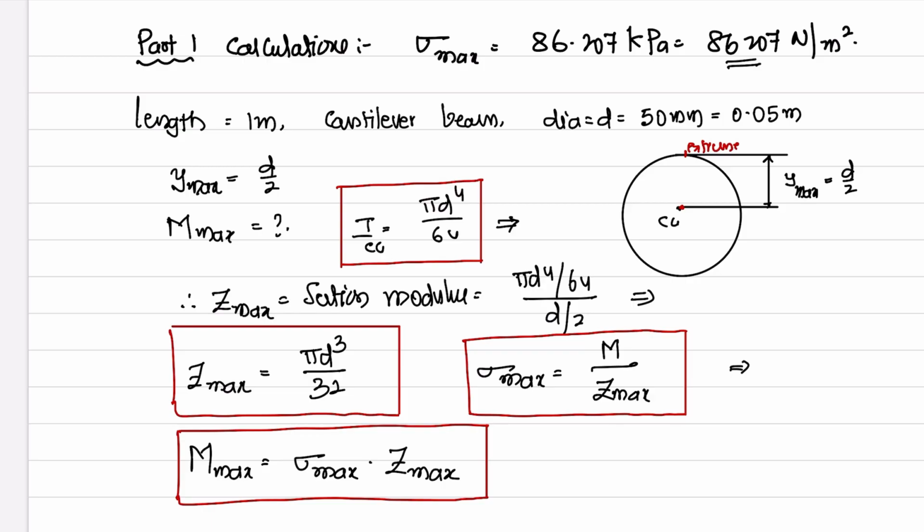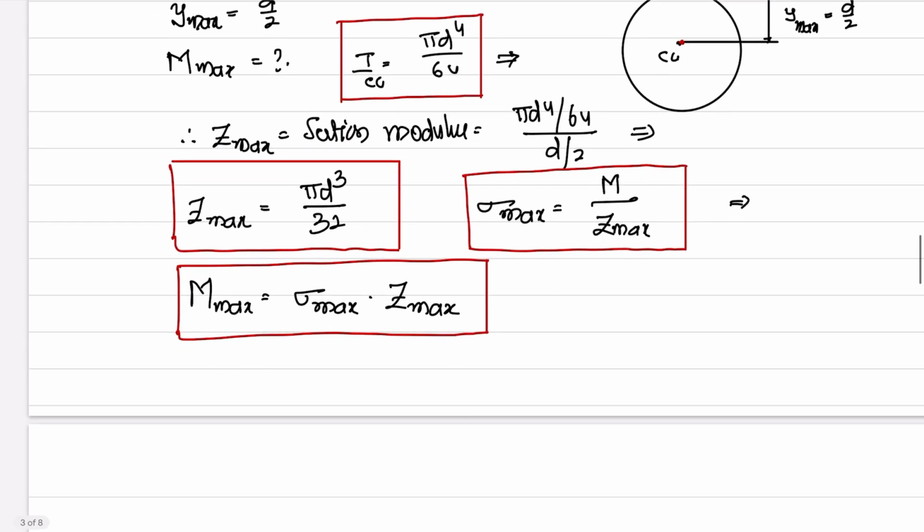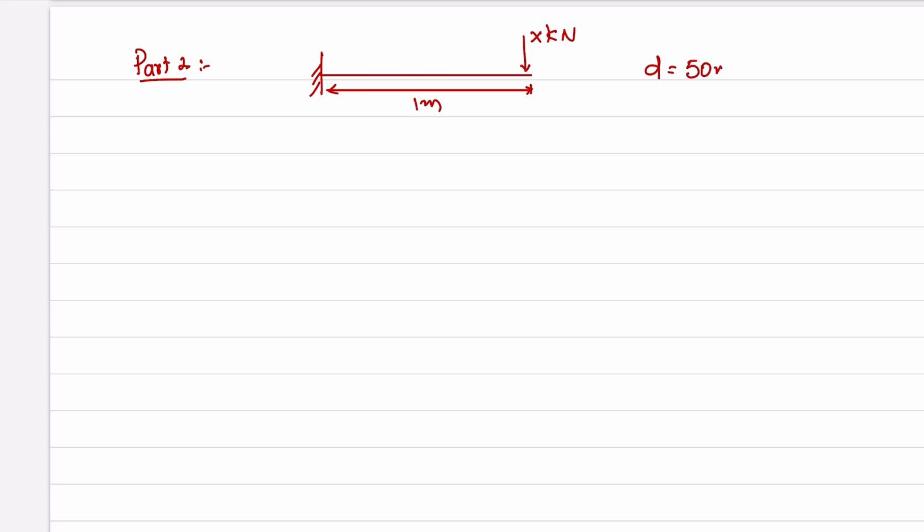Now, in part 2, we have to calculate the load applied at the free end of the cantilever beam. What is the question? Now let us do the part 2 calculations. This is the cantilever beam. A load x kilonewtons is applied, the cantilever length is 1 meter, and D is 50 mm, that is 0.05 meter.